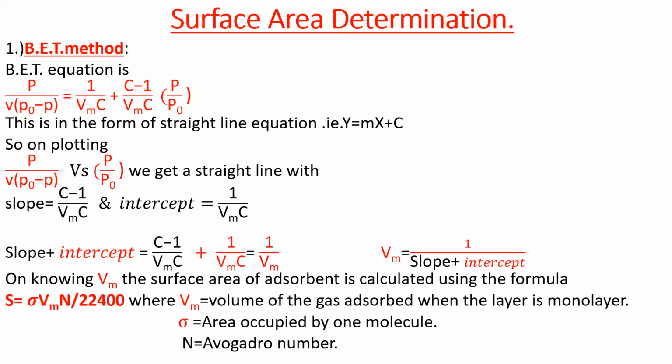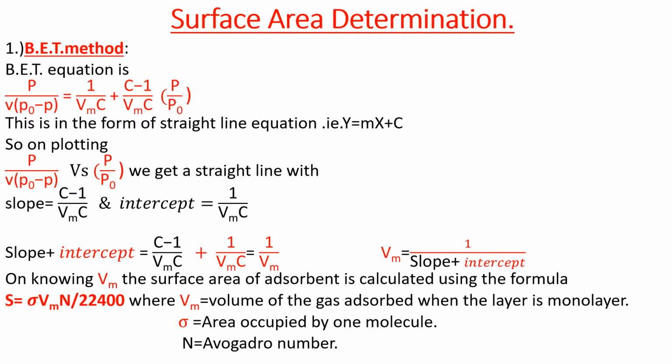From the straight line we can take the slope and intercept, and adding these two, we get (C minus 1) divided by VmC plus 1 by VmC, which is equal to 1 by Vm. So slope and intercept are taken from the graph, and adding these two, we get the value of 1 by Vm. Now Vm is equal to 1 by (slope plus intercept).